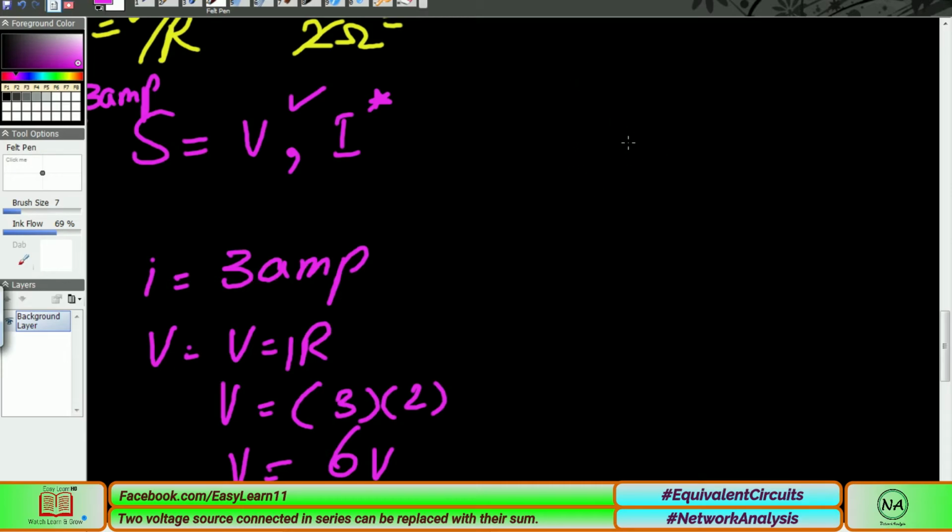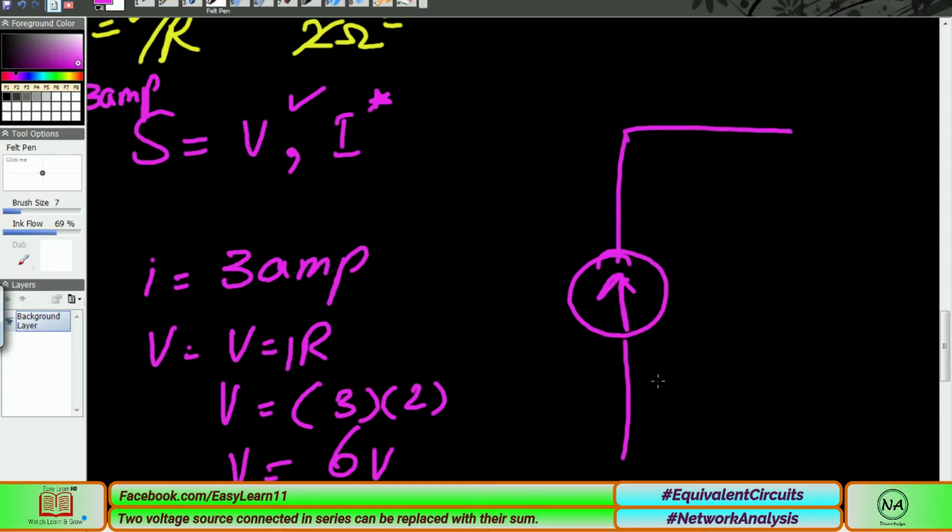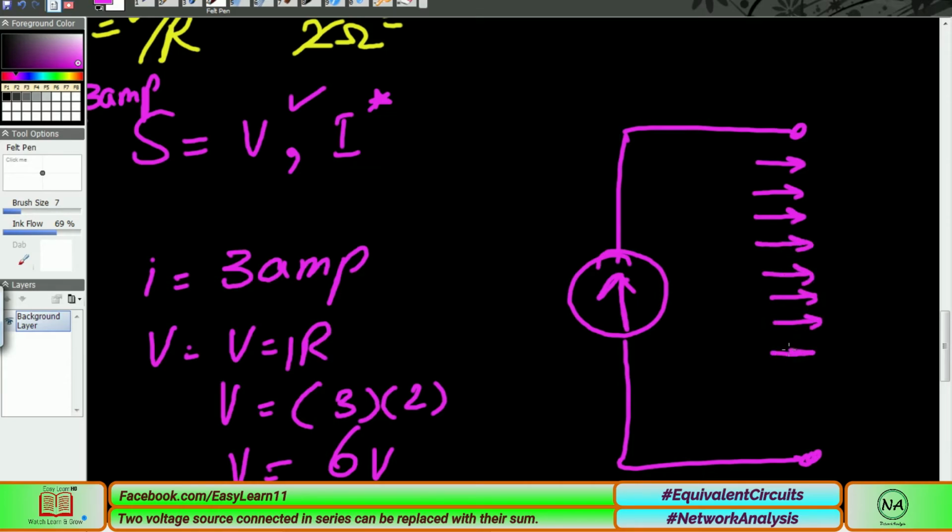So this is the equivalent source for a current for a resistance connected in series. I mean, if we have a resistance here, we can simply neglect it. So the rest of the network has no impact on it. So this is the end of today's lecture.